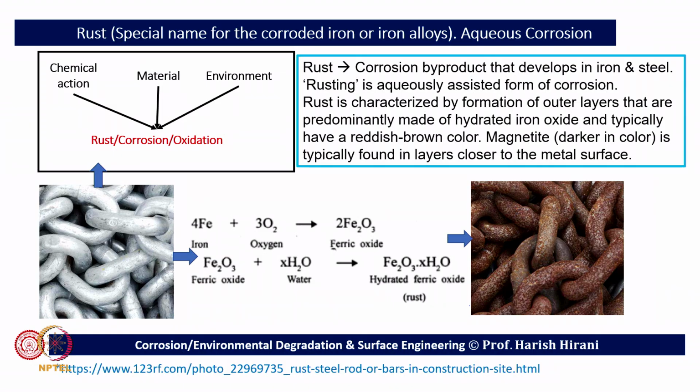Let us start with the first one, general corrosion. However, in this case particularly we want to give emphasis to rust, which is causing a lot of failures. For rust, we require chemical action, we require material, we require environment. If the environment is not there, this kind of rust will not occur.